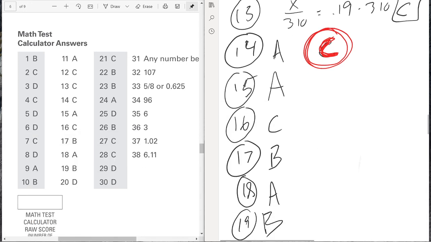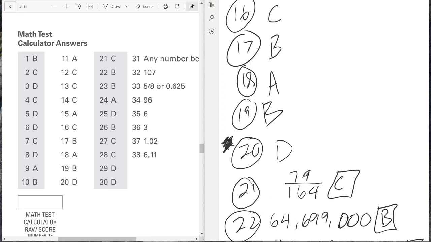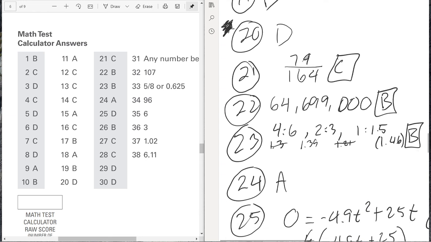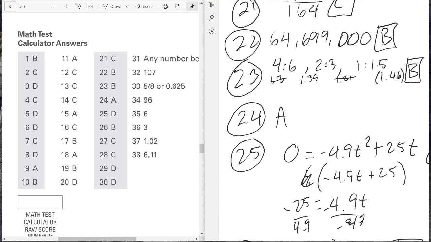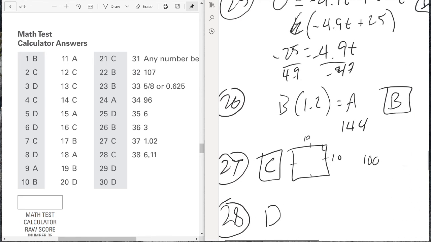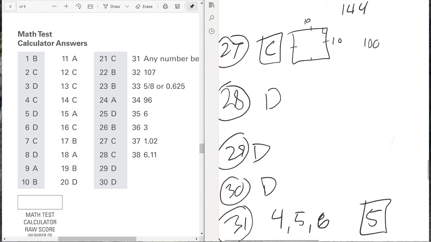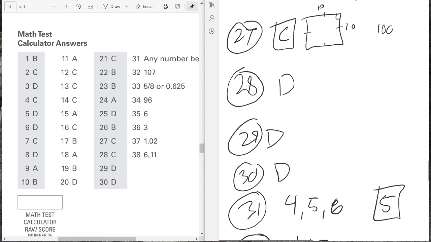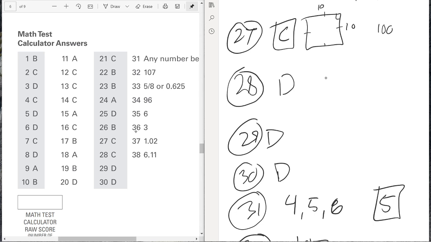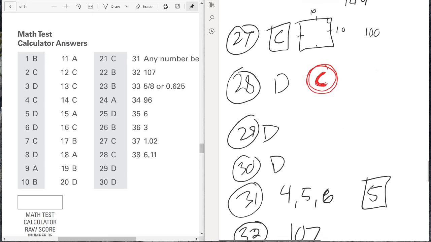15 A, 16 C, 17 B, 18 A, 19 B, 20 D, 21 C, 22 B, 23 B, 24 A, 25 D, let's see, 26 B, 27 C, 28 D. I put D for 28. Been stumped again. Maybe that's why, because I mentioned several times I was just kind of off my game a little bit today. Because normally I can max these out no problem. So, yeah, it's all right.